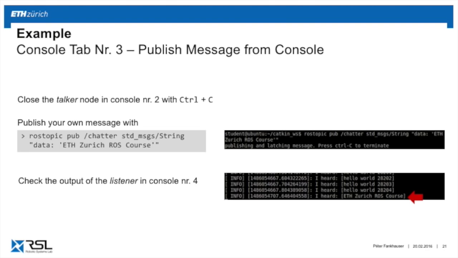Now we're going to close the talker node. So we lose essentially the guy who gives the information by going into console number 2 where you started it and typing in Control-C together. Then you should see that the listener node stops printing messages since it's not receiving any.